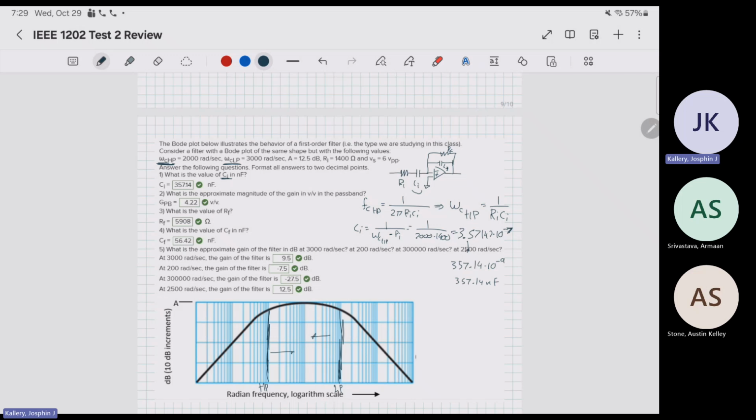Now, if this is done, we need to solve for the magnitude of the gain in volts over volts in the passband. This just goes back to that gain equation. Gain in your passband equals 20 times log base 10 of gain in volts over volts. So if I isolate it, it's the same procedure because it's the same formula.